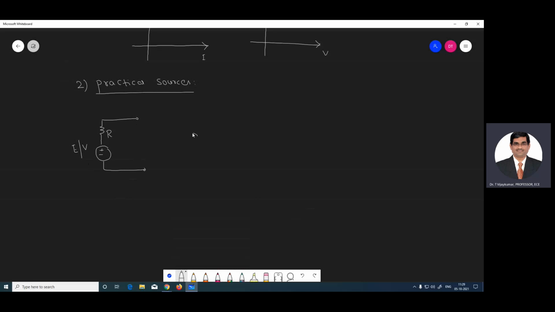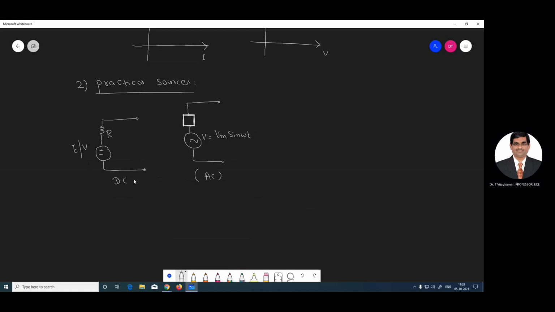For AC circuits, you have to write a circle with a sine waveform inside, and again you have to write an impedance in series with this voltage source like this. We can represent it as V equals Vm sine omega t. This is the representation for AC circuits, and the previous one is for DC circuits.